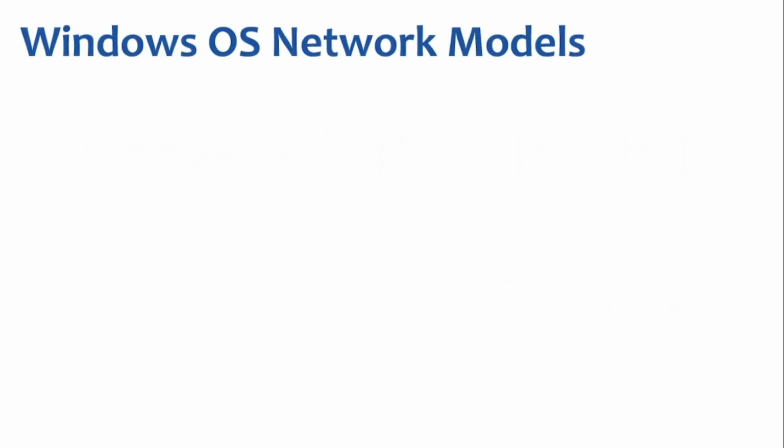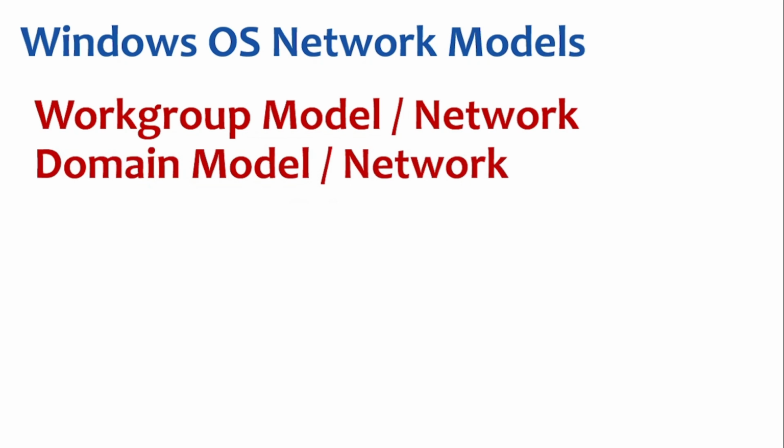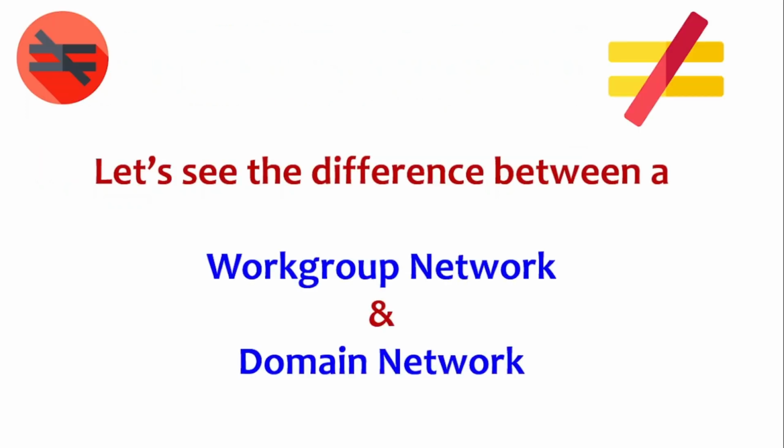So typically the Windows operating system is categorized into two network models or two networks: a workgroup model or a workgroup network and a domain network. So these are the two network models for our Windows operating system. So let us see the difference between a workgroup network and a domain network.